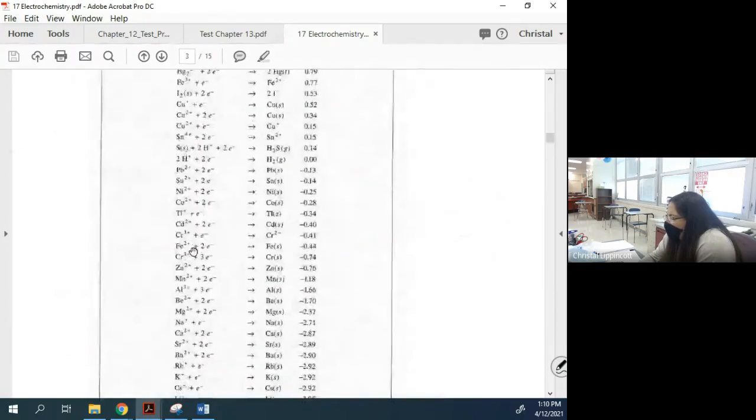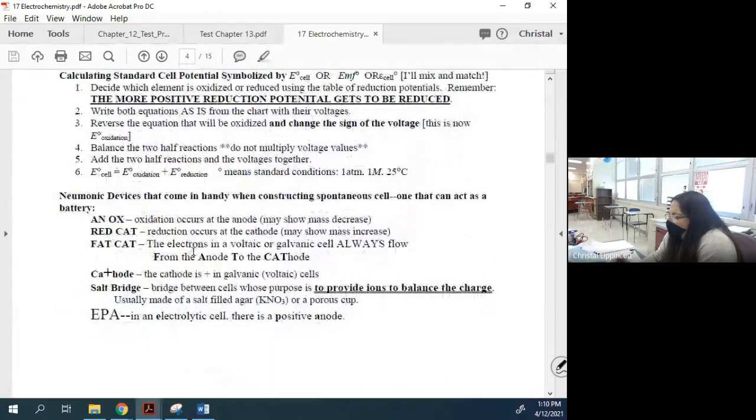We have these standard reduction potential tables that we worked with. We talked about these acronyms: An Ox, that's where your oxidation is going to happen, and then we talked about Red Cat. So reduction is at your cathode, which means that your anode is going to be your oxidation. So an ox and a red cat. The other way that people sometimes remember this is that these are both vowels and these are both consonants.